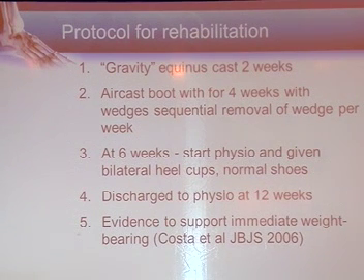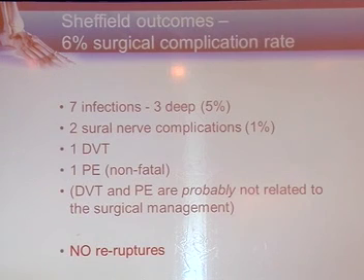So we put them in an air cast boot after a gravity equinus cast for 2 weeks. We let them weight bear throughout. At 4 weeks we start taking the wedges out from underneath, so that at 6 weeks they're neutral to the ground, and they get rid of the walking boot then and are just up and going at 6 weeks. We discharge our patients from our clinic at 12 weeks.